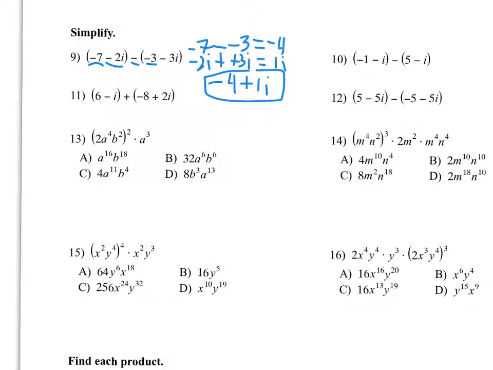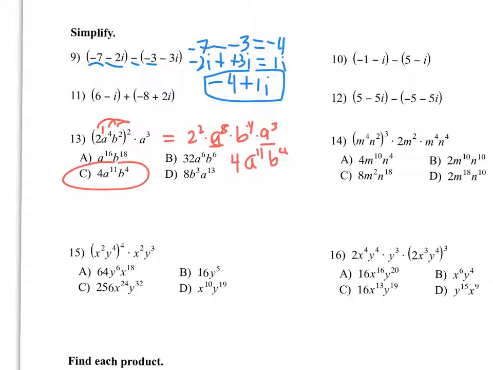For number 13, we've got to distribute this 2 first to all 3 pieces. Remember that 2 in front has a 1. So this is going to become 2 squared times a to the 8th times b to the 4th times a to the 3rd. I'm going to add the exponents for when I'm multiplying. So we get 4, a to the 11th, and b to the 4th, which happens to be answer choice C.